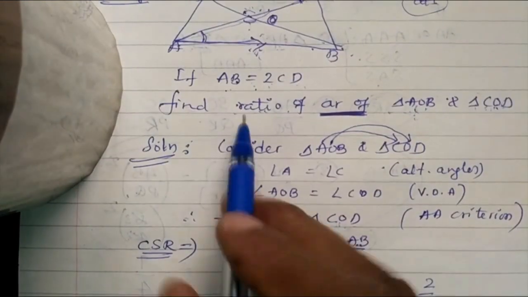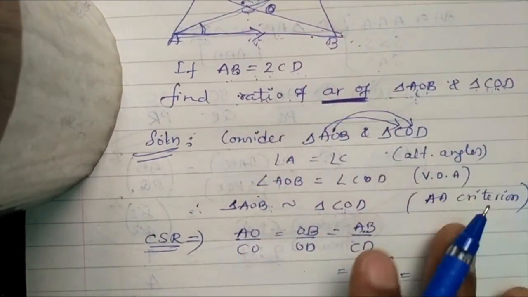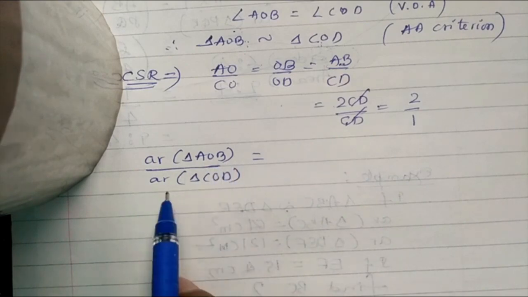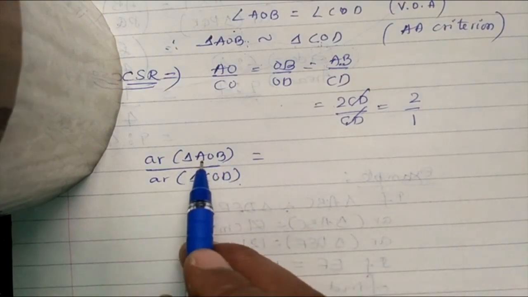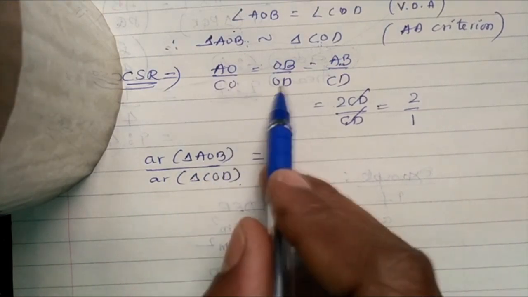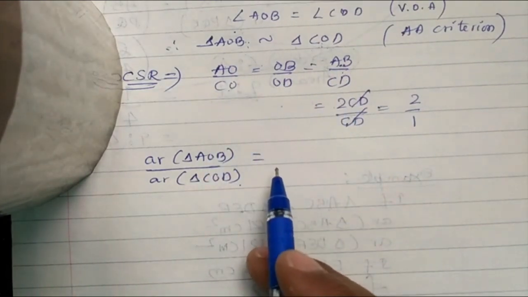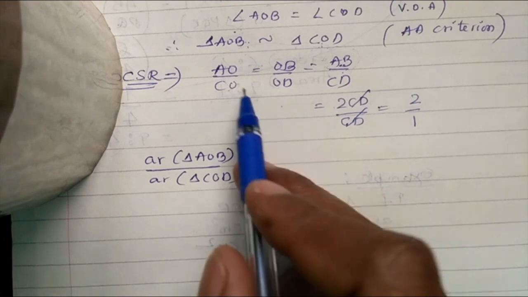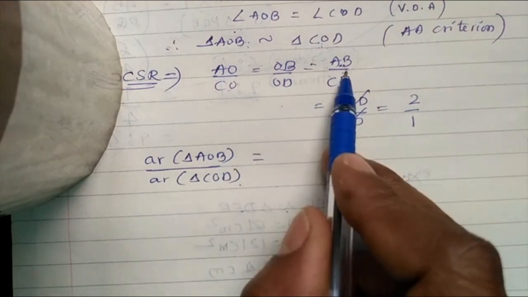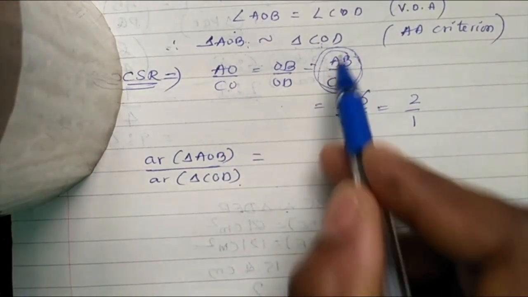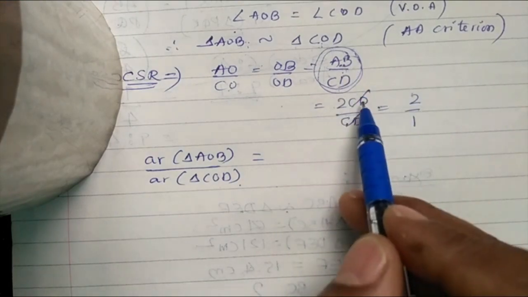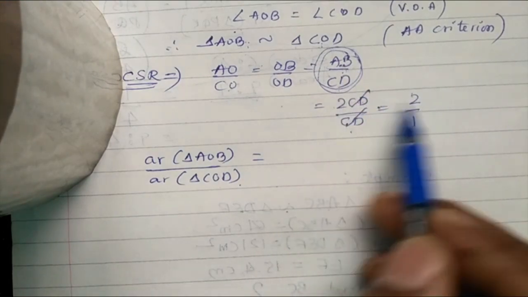So here look in the question. Find the ratio of areas of both the triangles. So area of AOB by area of COD is equal to... You can select any one. There are 3 ratios, right? In that, any one you can take in place of area. So which one will we take? In these 3, which value is given? The last one's value we already know. Look at here. AB by CD: 2 times of CD by CD cancel, 2 by 1.